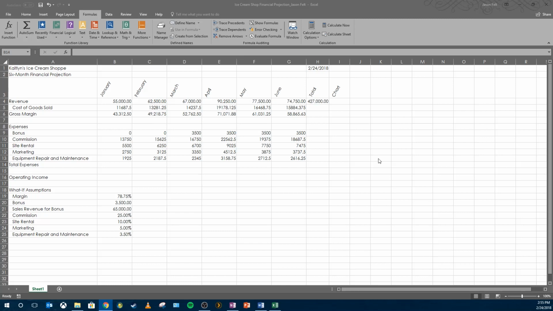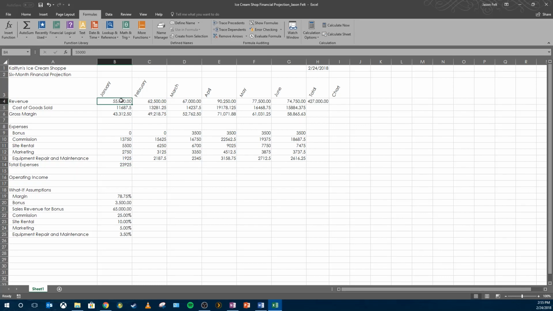Okay, now we're going to calculate our total expenses. So our total expenses are going to be a sum of these. So our projected total expenses for January will be the sum of all of these, which will be 23,925.